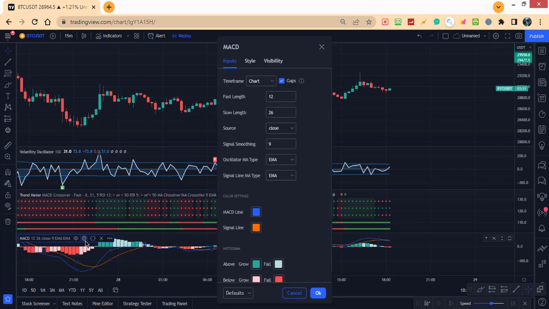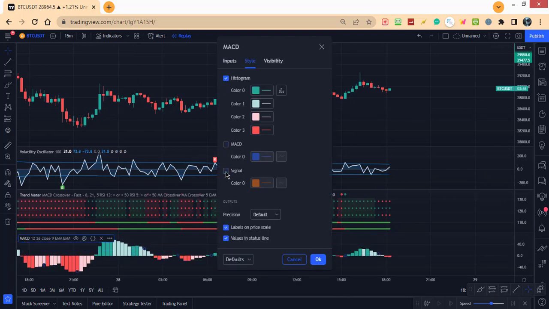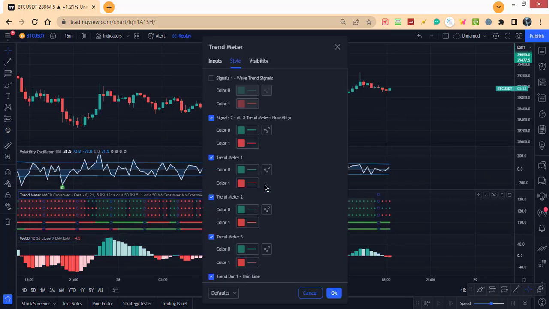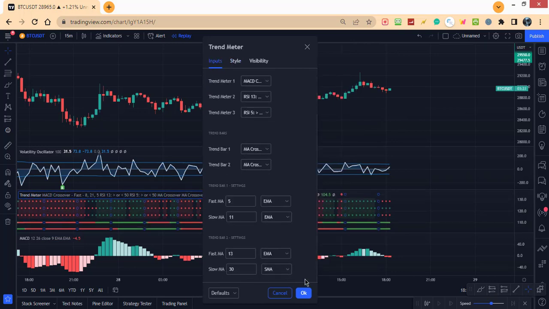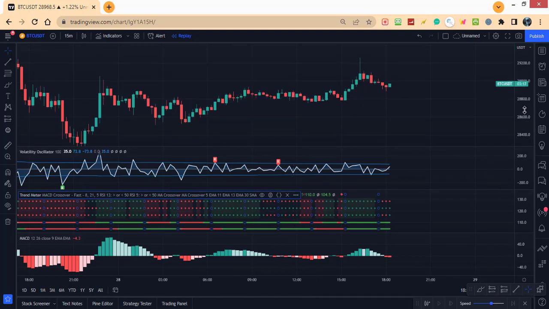We will go to settings and remove the signal and MACD line, so we are left with only the histogram of MACD. We also want to remove the style of wavelength, this first one, signal one. We'll untick this, and that's it. This is the setup of our indicators.